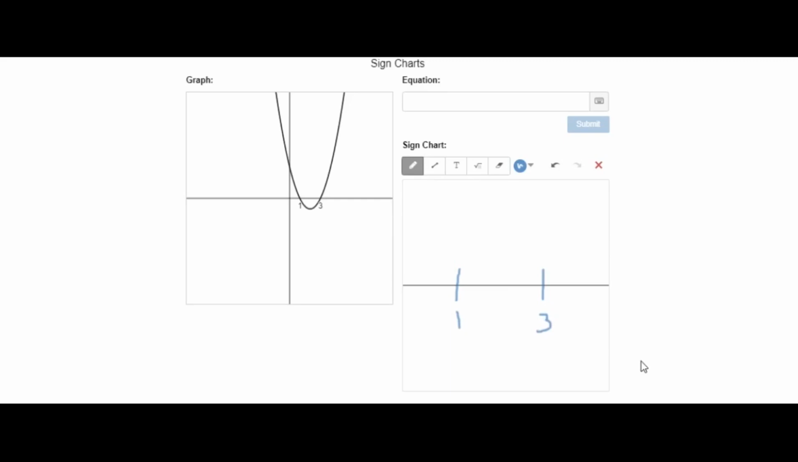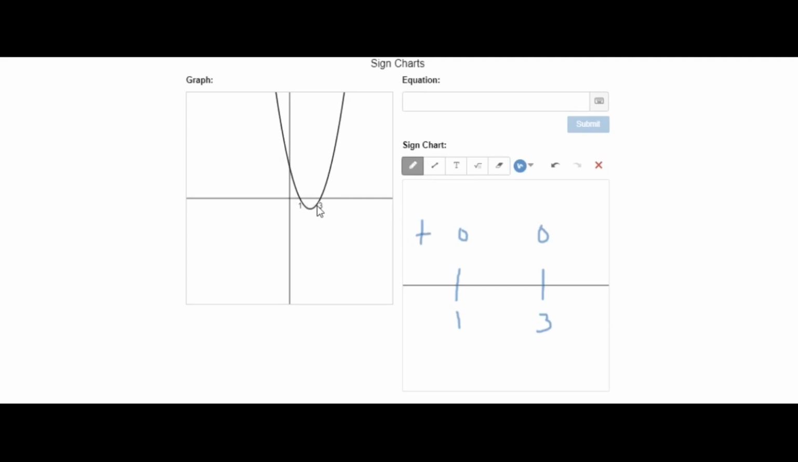So all I did was write on it by clicking and holding it down and drawing my stuff in. So now I have 1 and 3. I know that at 1, I'm neither positive nor negative, so I'll put a 0 there. Now on the left side of 1, I am positive. I'm positive all the way up until I hit 1, so I'm going to put a plus sign here.